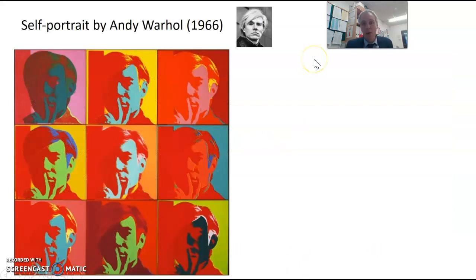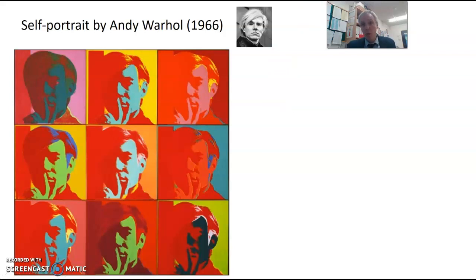Andy Warhol was a pop artist, so he was interested in celebrity and things being mass produced. And these are some of his self portraits from 1966, so just before Neil Armstrong was walking on the moon, which we learnt about in year one.